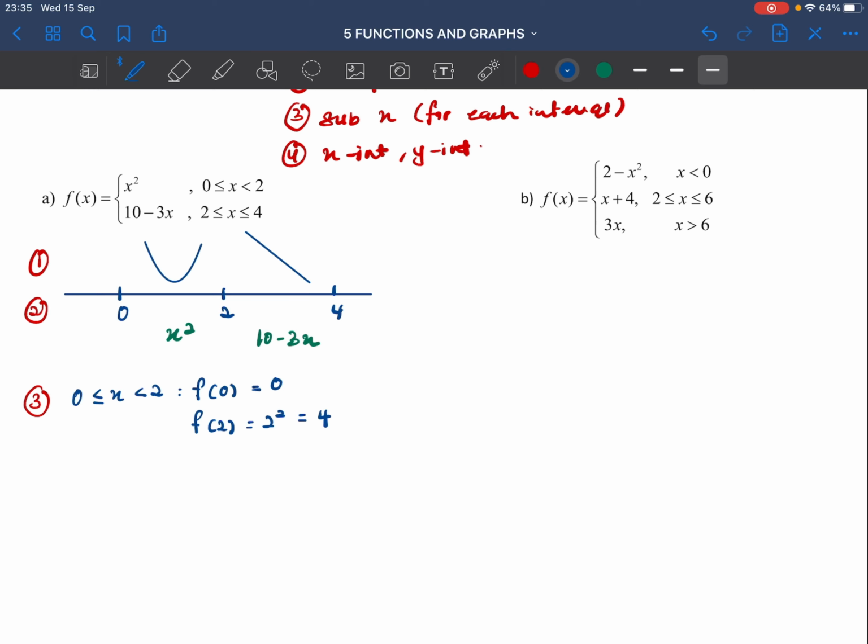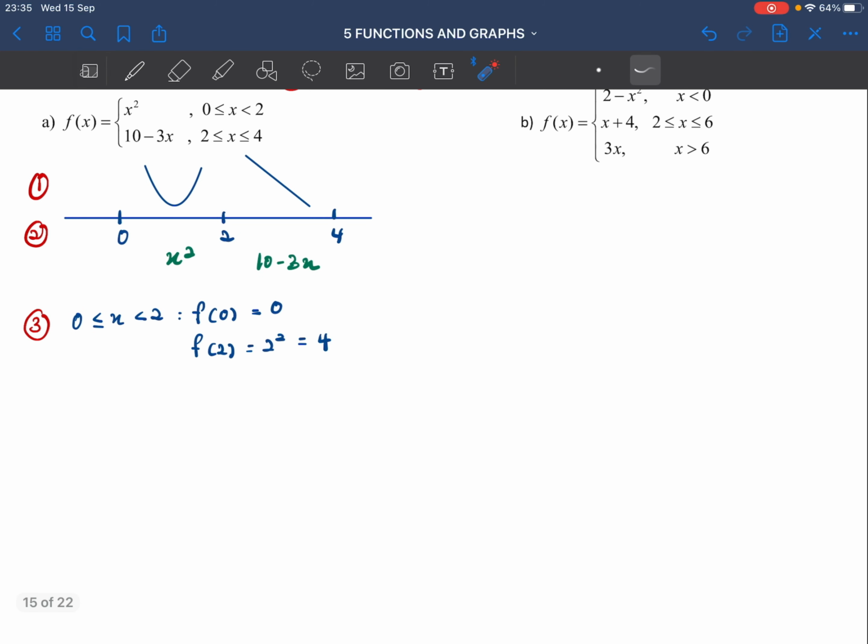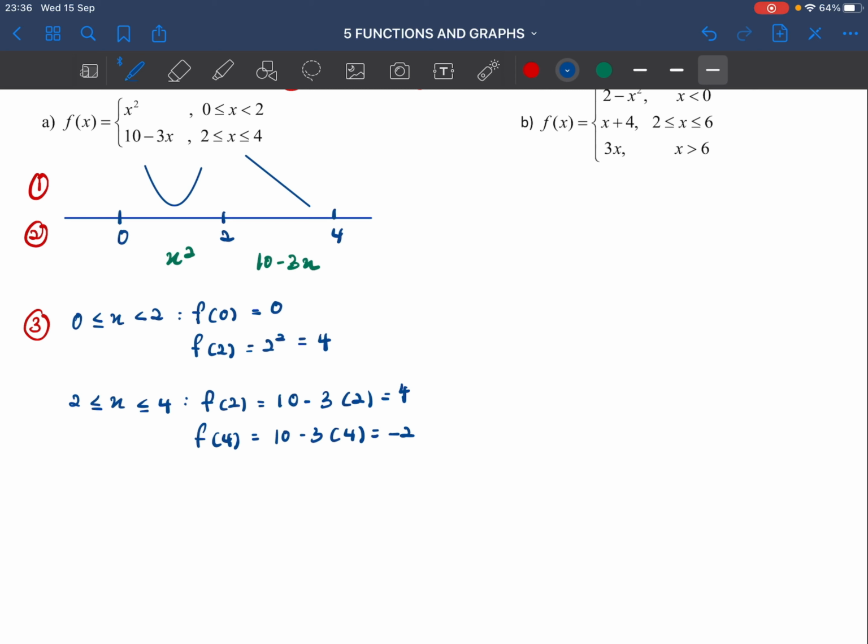Okay, so next we have to substitute into this interval, which is the function is 10 minus 3x. So for x is between 2 and 4, okay, remember function dia lain, function dia ialah 10 minus 3x. So substitute 2, we will have 10 minus 3 times 2, here we will get 4, and then substitute 4 into the function, 10 minus 3 times 4, we are going to get negative 2. Betul ke? 10 minus 12, negative 2. Okay, so now we have the value of y and the value of x for each interval.